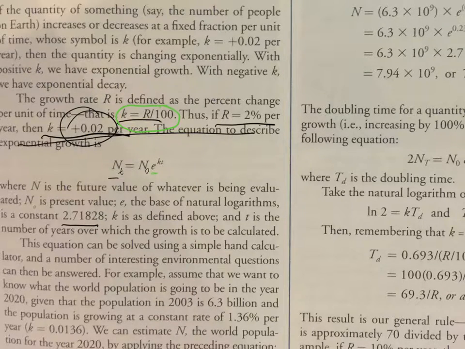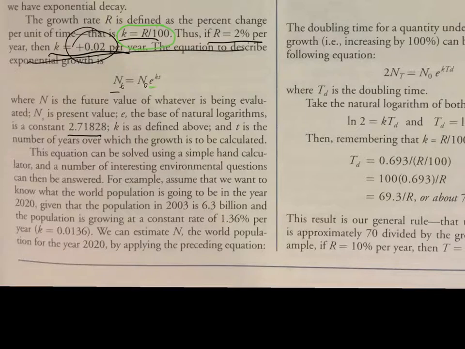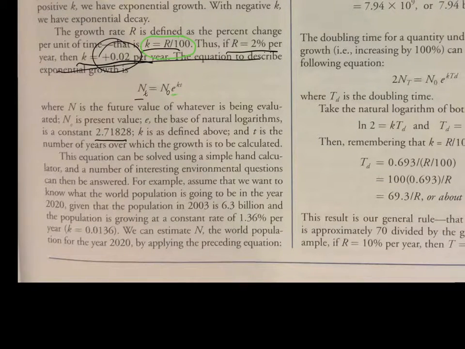So it says here in this problem set, it asks the question, what if we have a population in 2003 of 6.3 billion and the growth rate is 1.36? Can we estimate what N will be in 2020? So we know what we're starting with. That's here, right? There's your N naught, which is 6.3 times 10 to the ninth. That's where we get that number. And then the t is 2020. So what is it going to be in 2020, right?